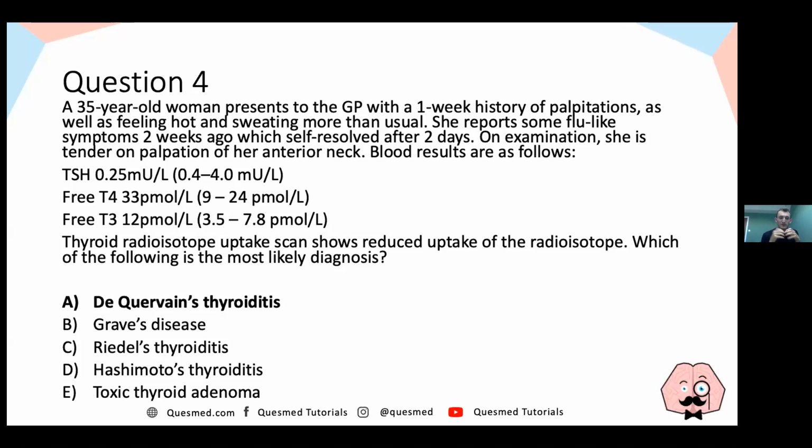In thyroiditis, you often see a period of hyperthyroidism, and then it goes into hypothyroidism after that. The thyroid radioisotope scan shows reduced uptake, which is typical for a thyroiditis. In Graves' disease, we would expect an increased uptake of the radioisotope. And in Riedel's thyroiditis and Hashimoto's thyroiditis, we would see a picture of hypothyroidism on the blood tests instead of hyperthyroidism, and we wouldn't have the painful palpation of the neck.